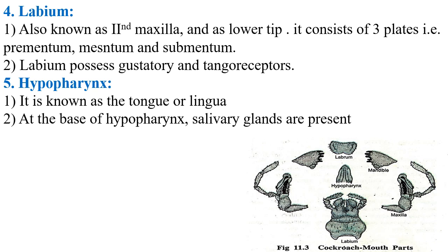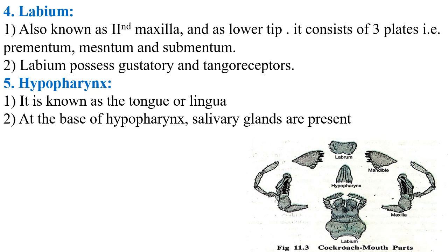The next component, as far as the digestive system of cockroach is concerned, is the labium. Now labium is also known as the second maxilla, or even the lower lip. It consists of three plate-like structures: the prementum, the first one, the mentum, the second component, and the hind part, behind part, in the form of submentum. Now labium possesses gustatory and tango receptors, that is taste receptors as well as touch receptors.